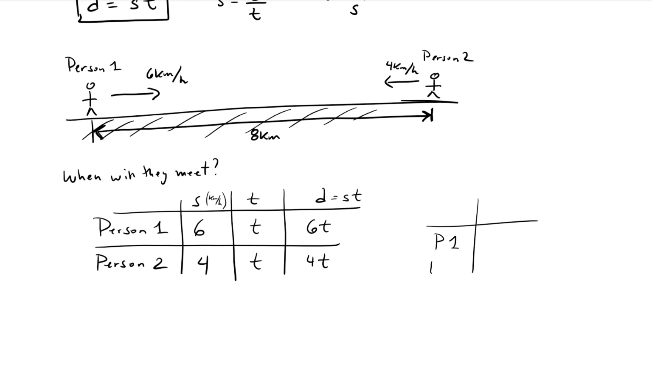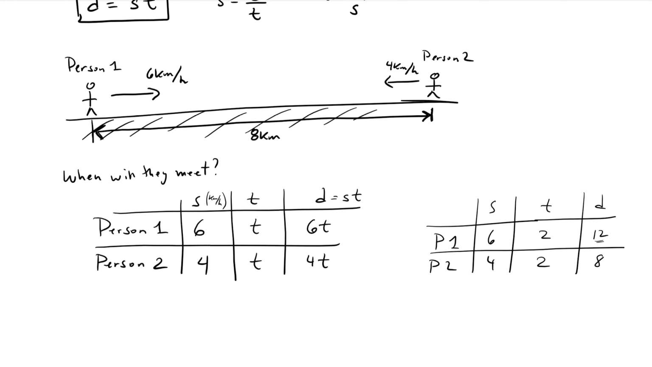So you see, if you say time is 2 hours, then that means that the distance traveled is 12 here, and this is 8. Clearly, if that person walks 12 kilometers and the other 8 kilometers, they will actually have crossed each other at some point. So time is probably not 2 hours, right? It's too much.